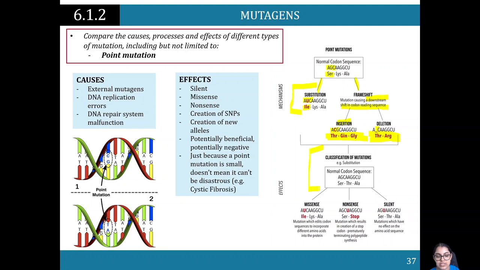This can be the effects of it, right? It can either be missense, which means that the mutation edits the codon sequence to incorporate different amino acids in the protein. So a different amino acid has been added in. This is an example of missense, and this is an example of missense. So a different amino acid has been incorporated.